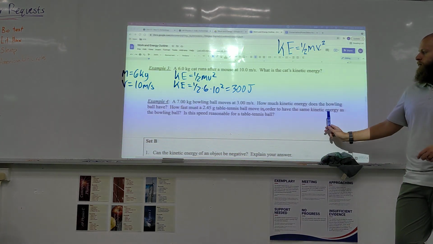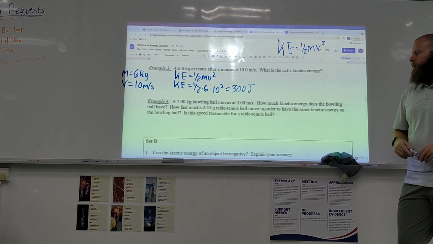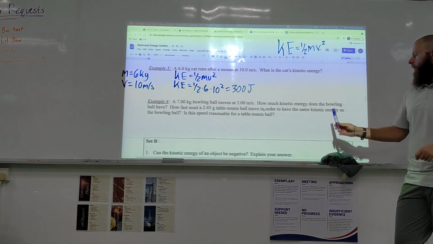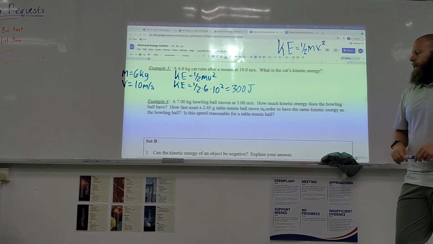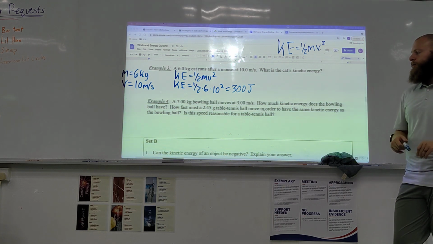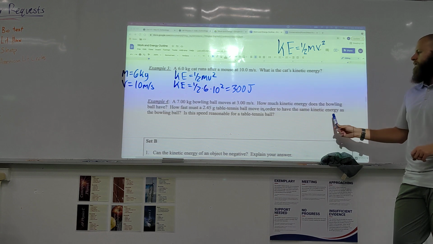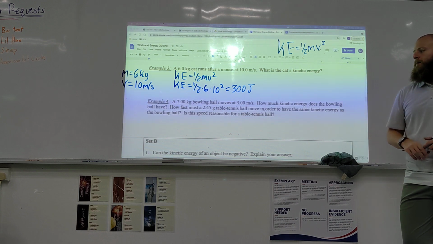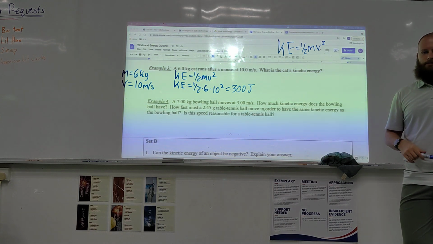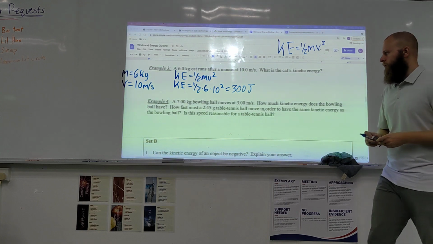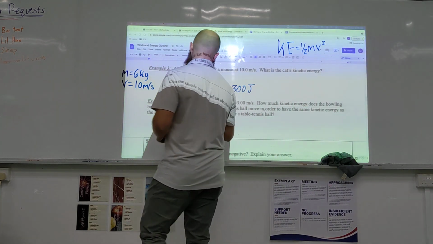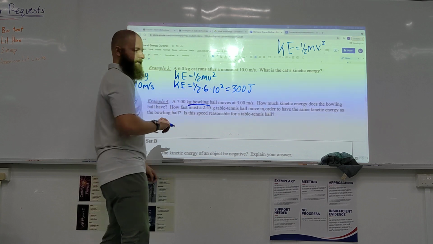Let's look at number 4. A 7 kg bowling ball moves at 3 meters per second. How much kinetic energy does it have? And then we want to know how fast a 2.5 gram table tennis ball needs to move in order to have the same kinetic energy? And is this speed reasonable? Okay, so let's go ahead and just solve the bowling ball part first.